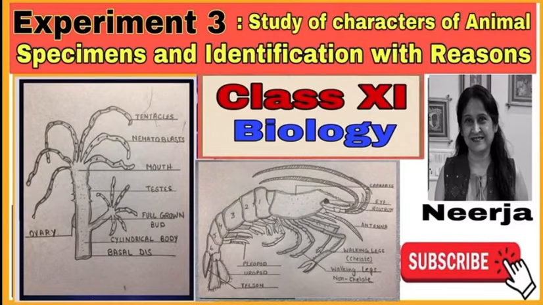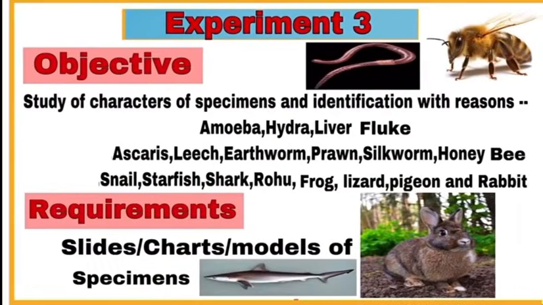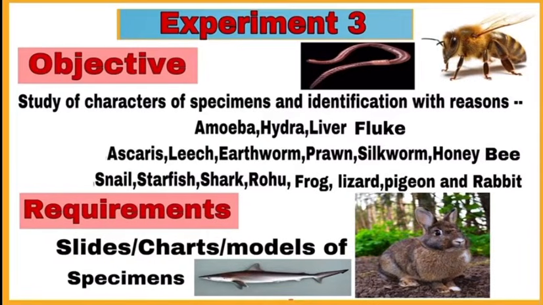Hello students, this is experiment number 3, study of characters of animal specimens and identification with reasons. First write the objective of the experiment, that is study of characters of specimens and identification with reason. After this write the names of all the animals which you have to identify and comment upon.